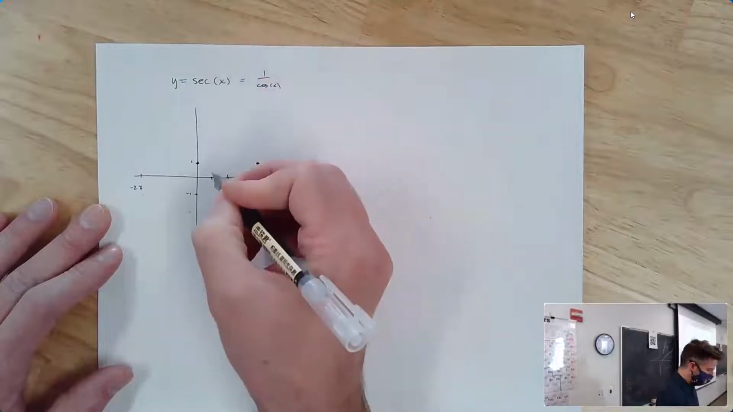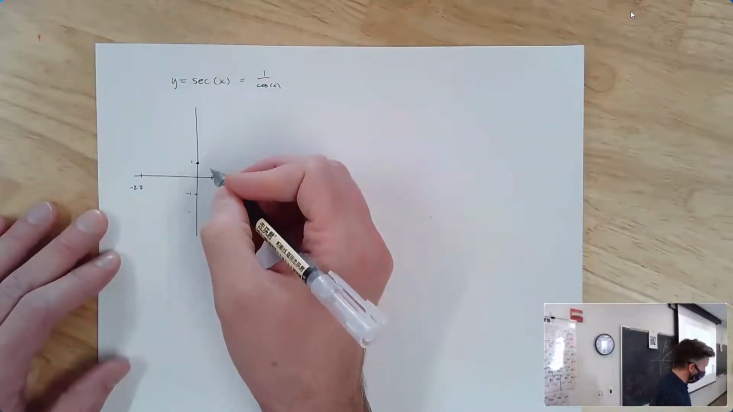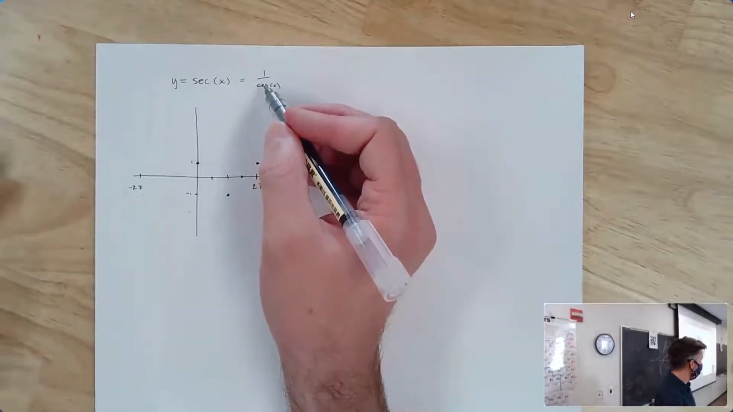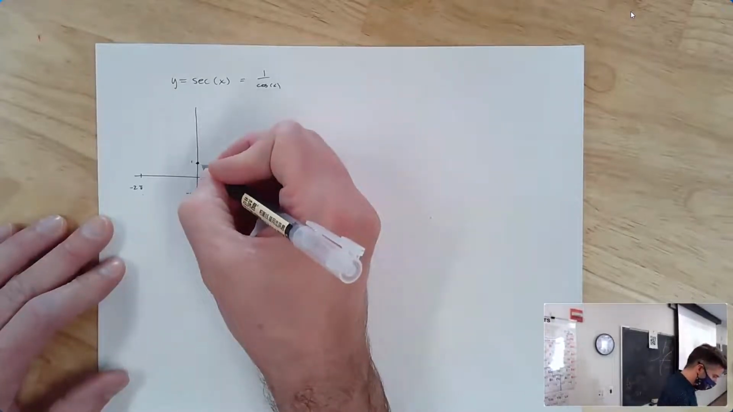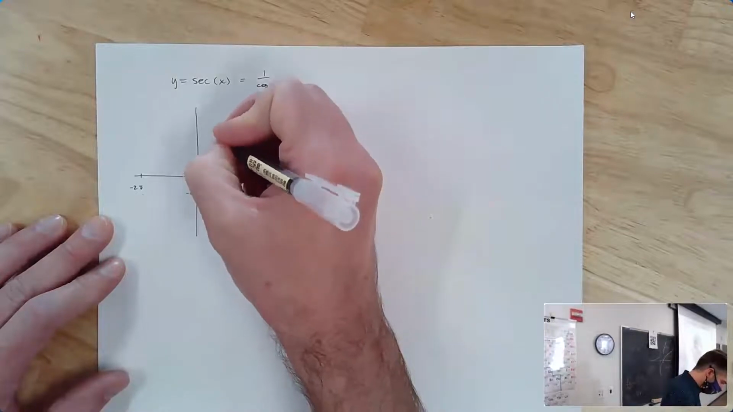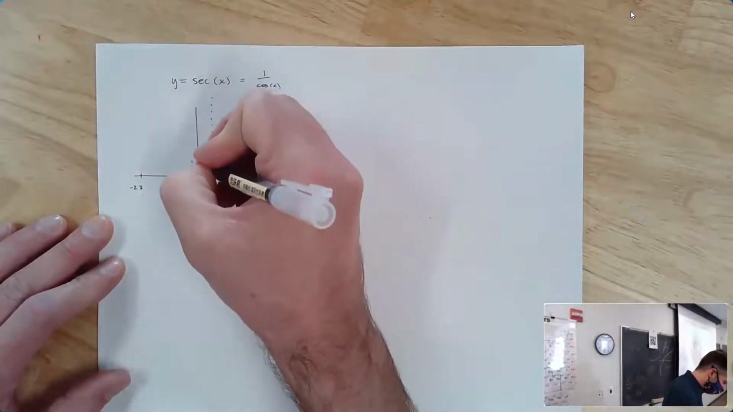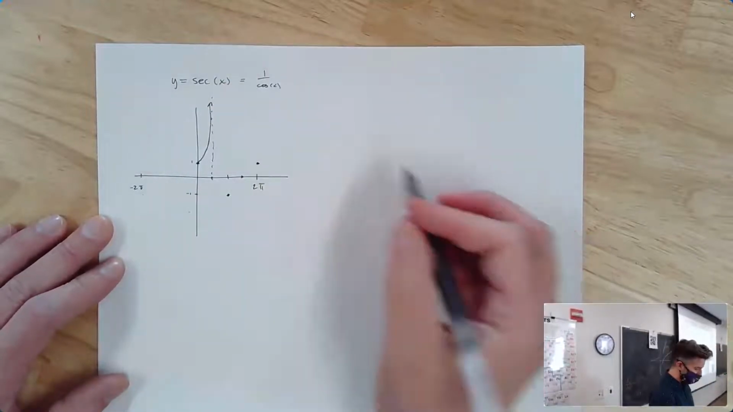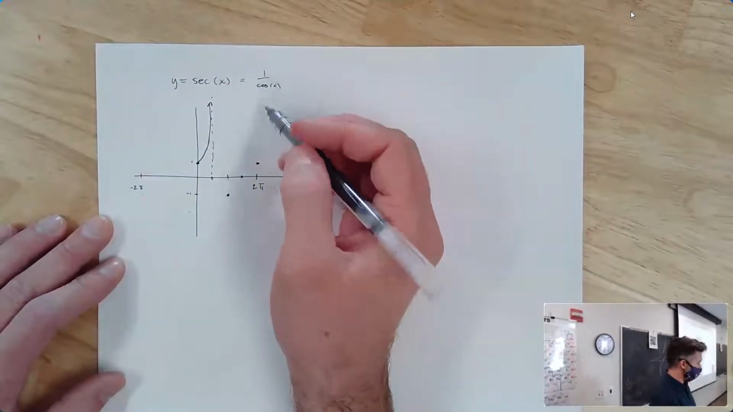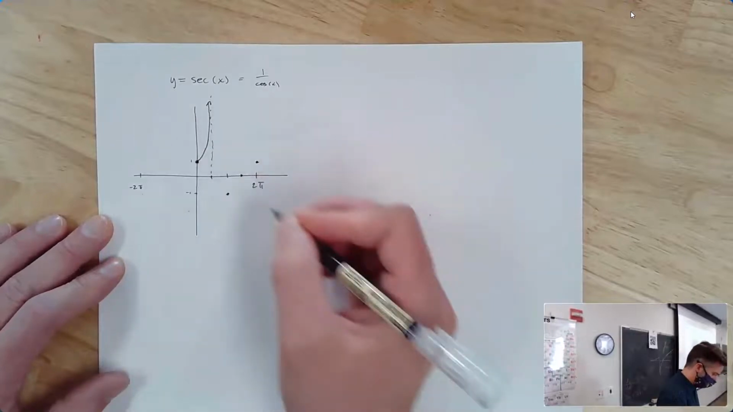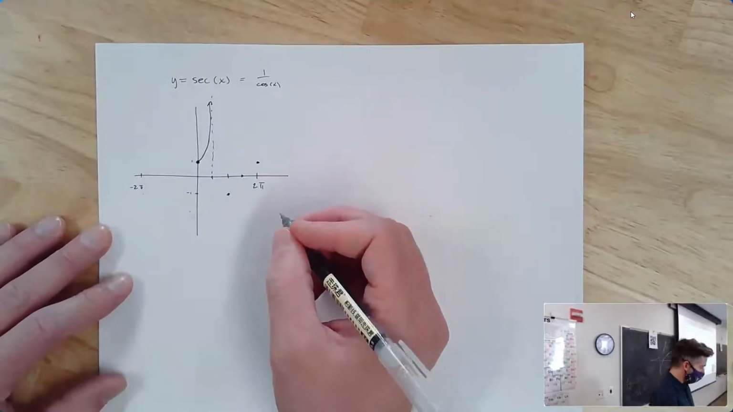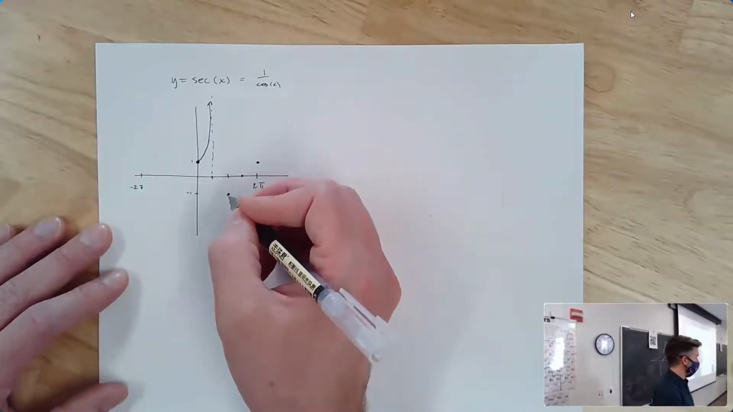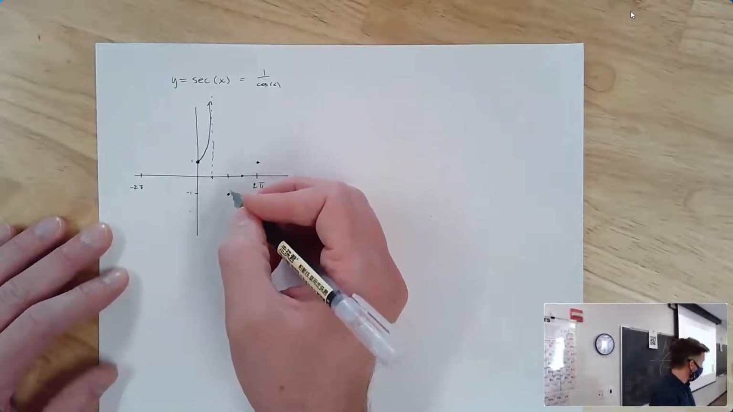So secant, well, secant's the reciprocal. If cosine gets small, what happens to secant? It gets big. So as cosine goes down to 0, secant is going to get infinitely large. And if cosine is equal to 1, 1 over 1 is going to be 1. And then over here, if cosine is equal to -1, secant is also -1 because 1 over -1 is -1.